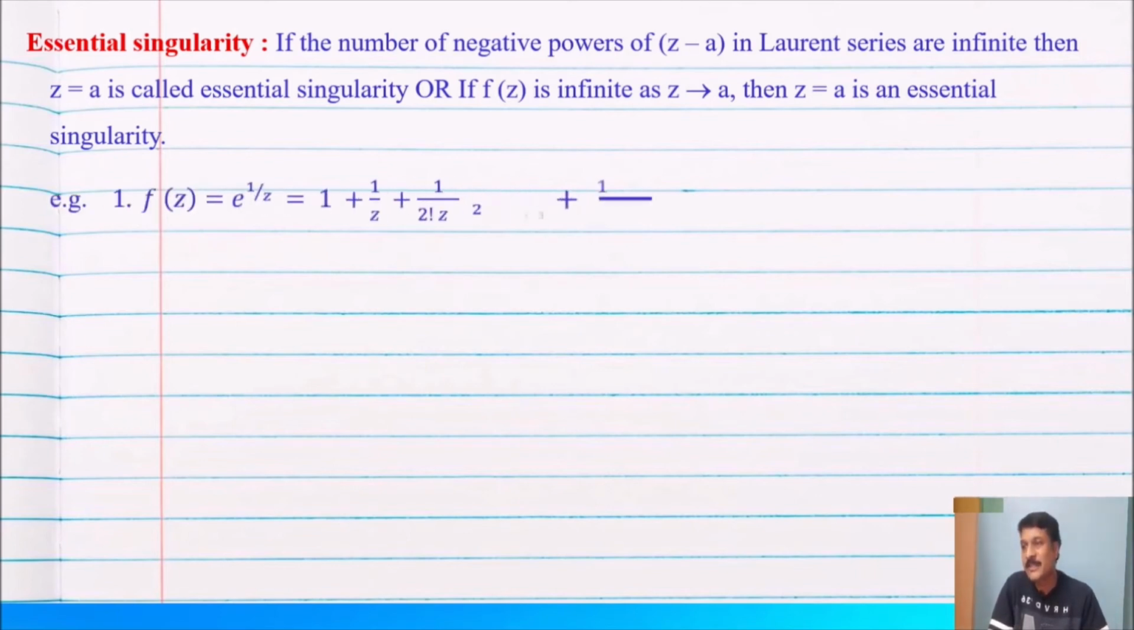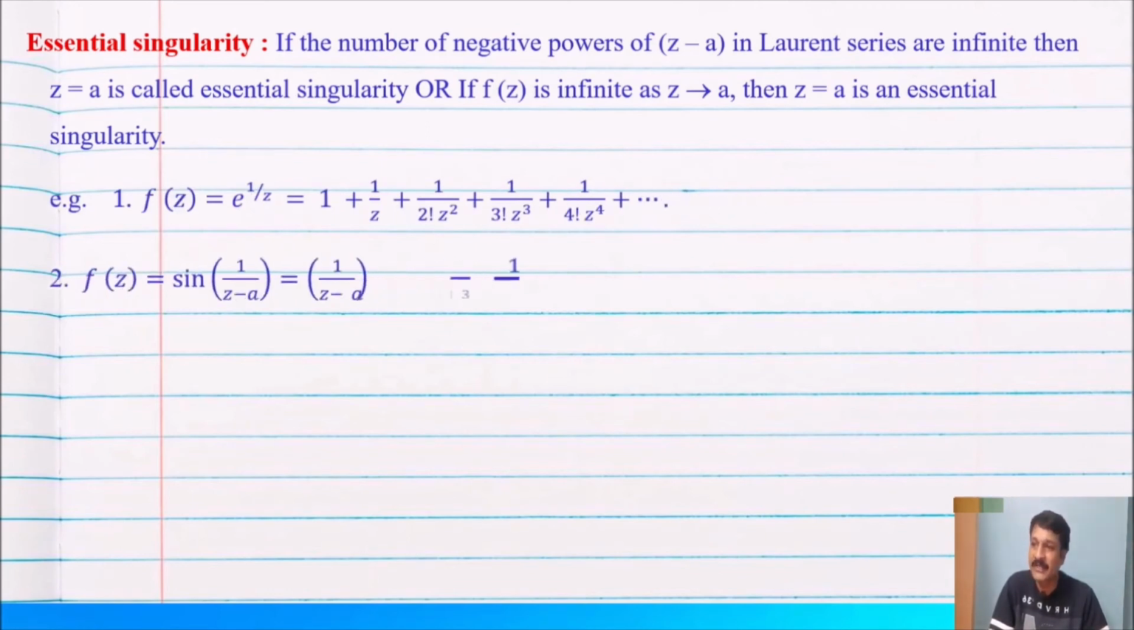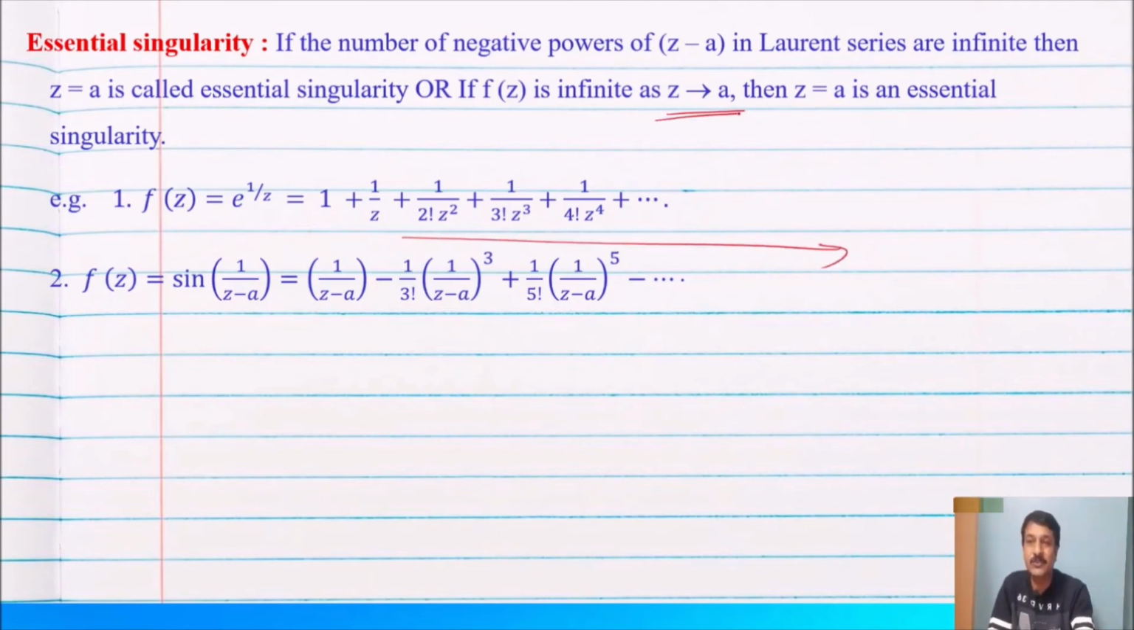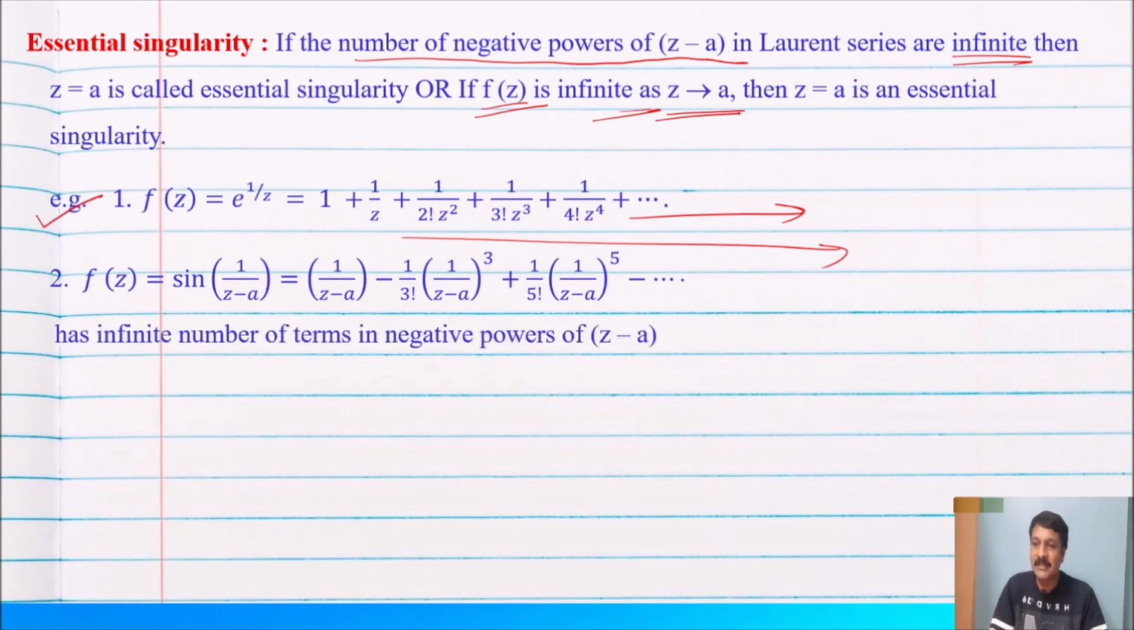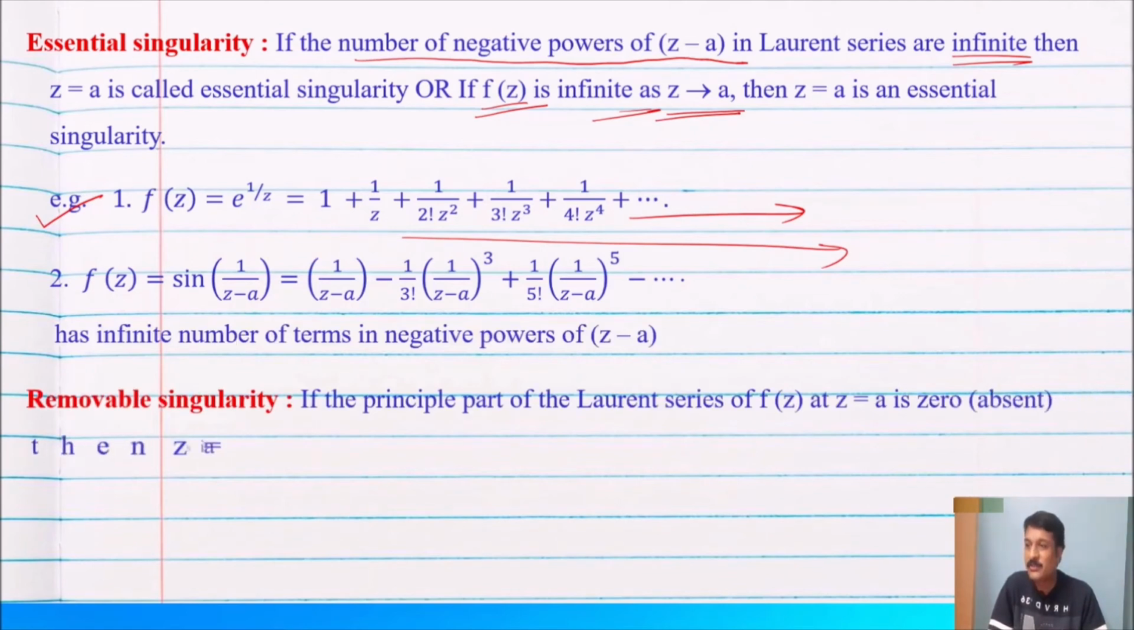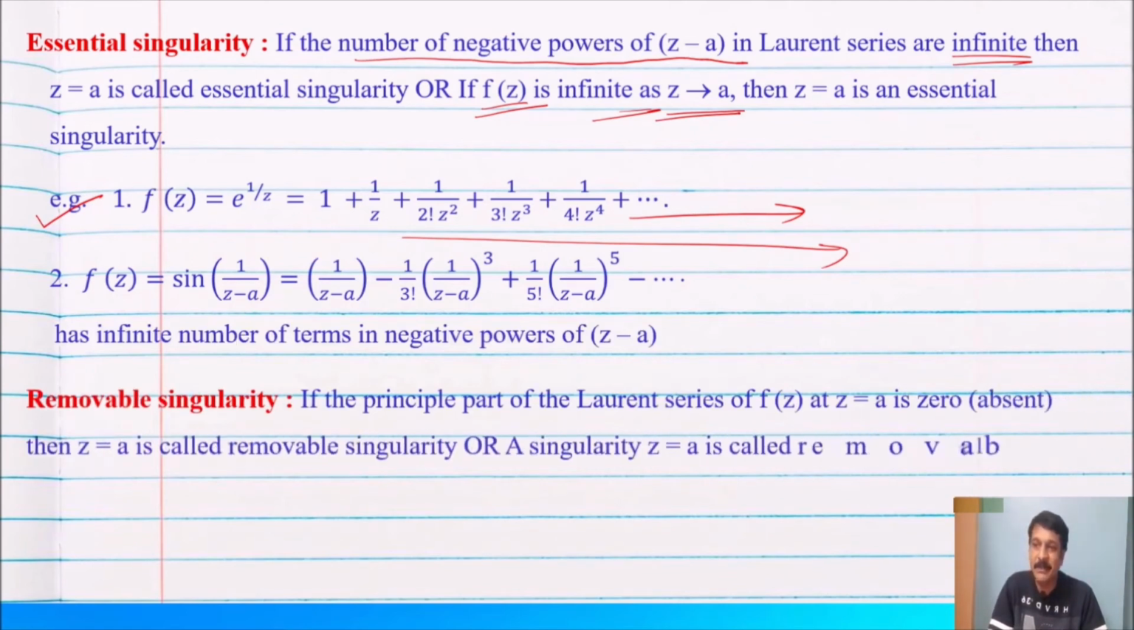For example, f of z equal to e raised to 1 by z. You know the expansion of e raised to z, so by using that, 1 plus 1 by z plus 1 by 2 factorial z square, so negative powers here go up to infinity. That is why as z tends to a, f of z is infinite. Or you can say the number of negative powers of z minus a in the Laurent series is infinite here. This is one of the examples of an essential singularity. Similarly, f of z equal to sine 1 upon z minus a has an infinite number of terms in negative powers of z minus a.